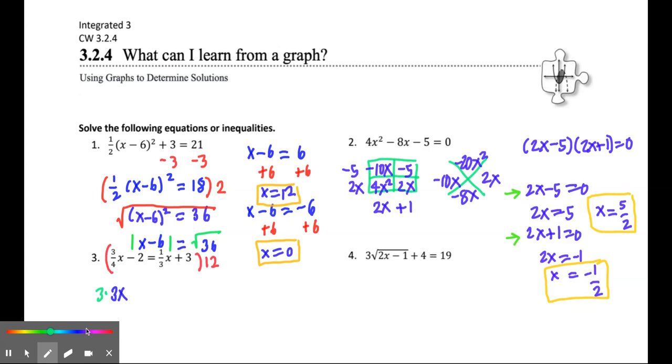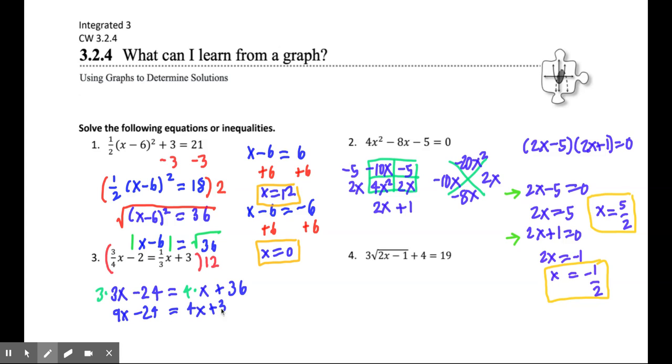And then you do 12 times negative 2, so that's negative 24. And then you have x, and then 12 divided by 3 is 4, so 4 times x. And then you do 12 times 3, which is 36. So then you have 9x minus 24 equals 4x plus 36.